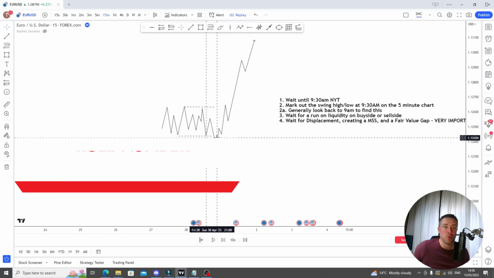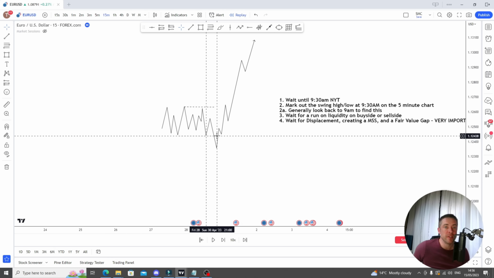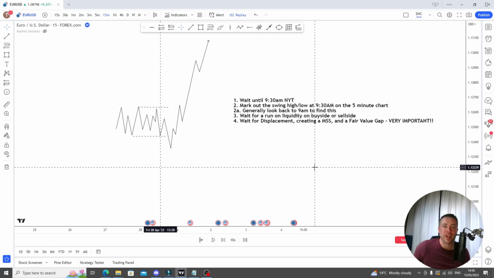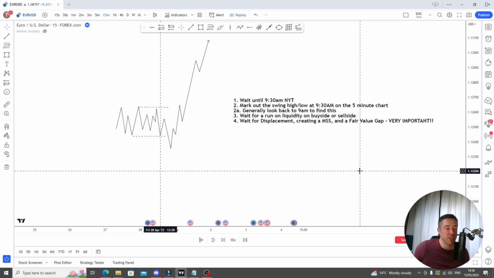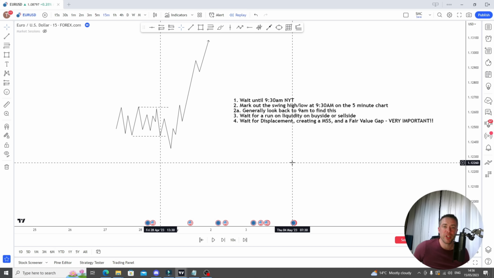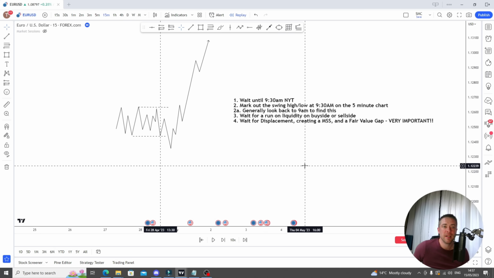What happens then is you will wait to see if there's displacement. You will then wait to see if there's a market structure shift. You will then wait and see if there is a fair value gap created. Only then will you take a trade. That's very important, and it's point number 4. You need these 3. If you get displacement and a fair value gap, it's no trade. If you get displacement and a fair value gap but no market structure shift, it's no trade. If you get all those 3, but there isn't a run on liquidity, it's no trade. You have to have all this to enter. And that's it. It's as simple as that.